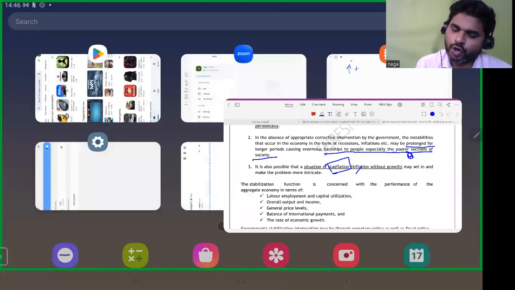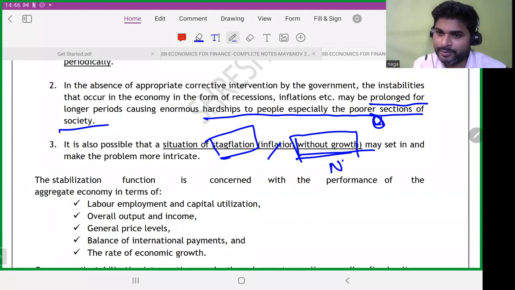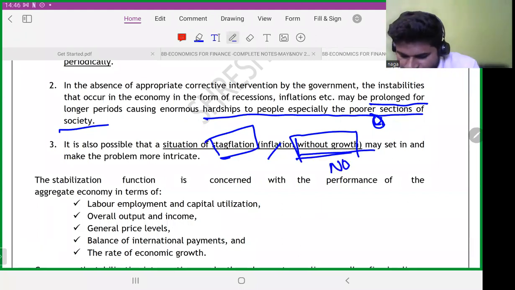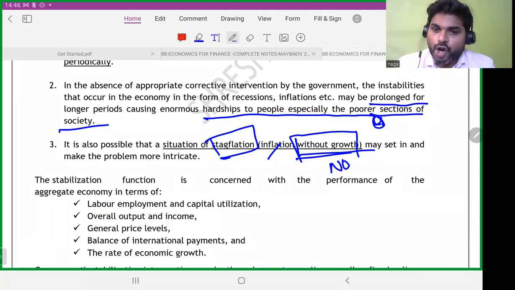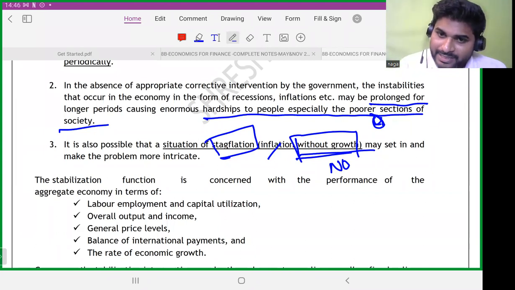no growth. Generally, it is expected that when there is a lot of money in public hands, there will be inflation. That's a general scenario. But there's also a scenario wherein there is less production and there is high demand. So there is inflation.